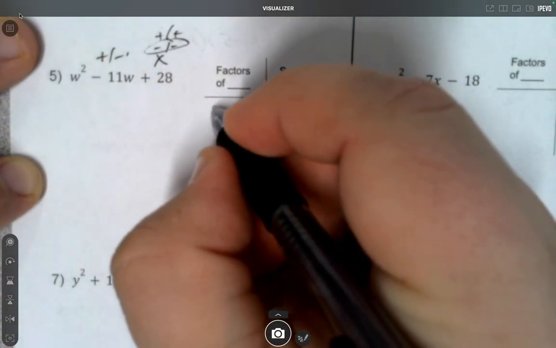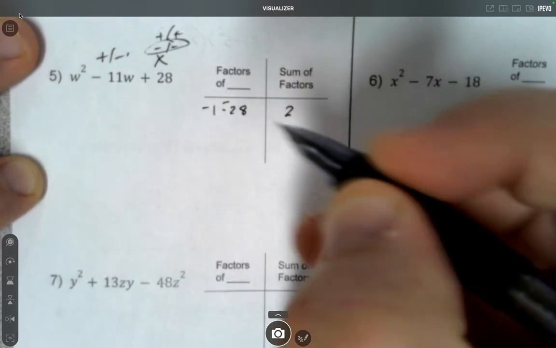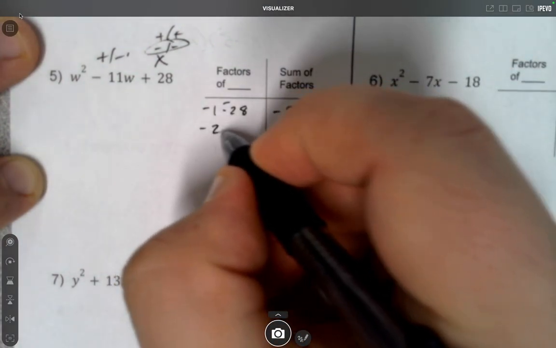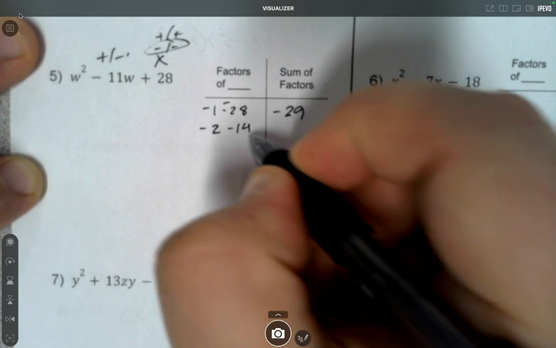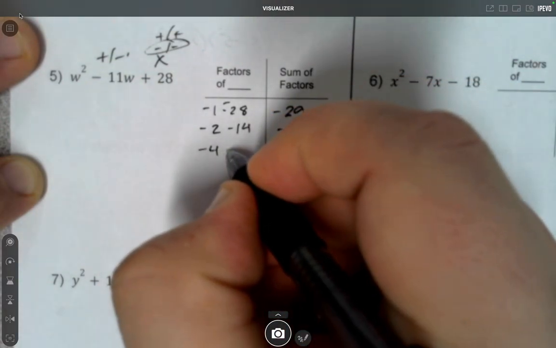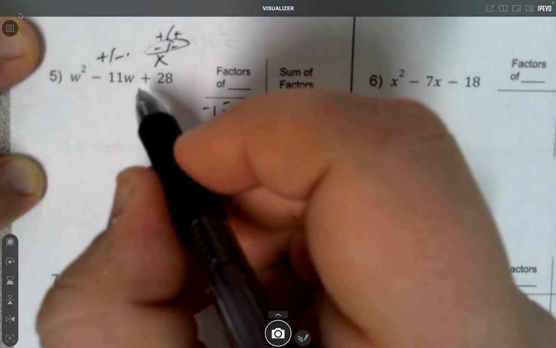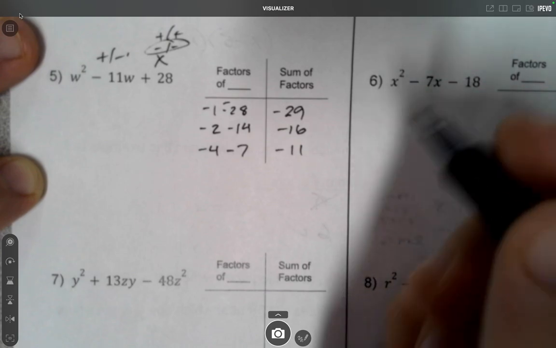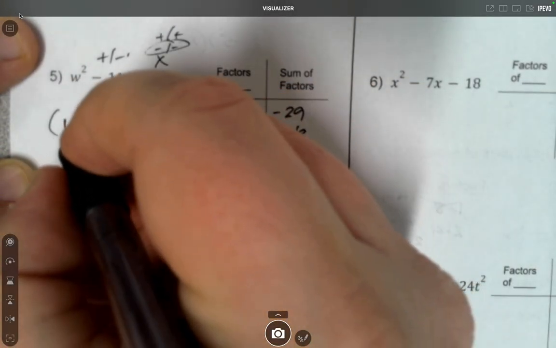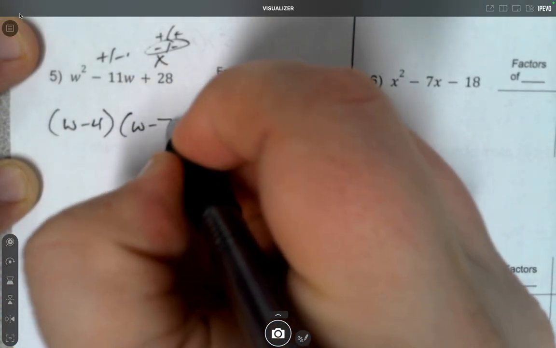So for 28, we can do 1 and 28. Negative 1 and negative 28 adds up to negative 29. Negative 2 and negative 14 adds up to negative 16. Negative 4 and negative 7 adds up to negative 11. There it is. Negative 11. So we will do w minus 4 and w minus 7.